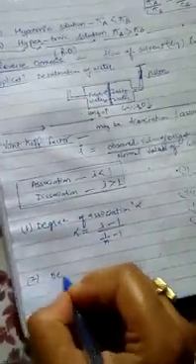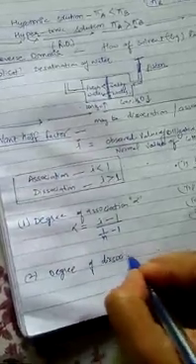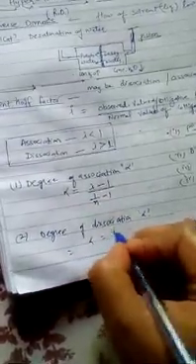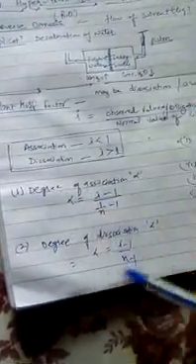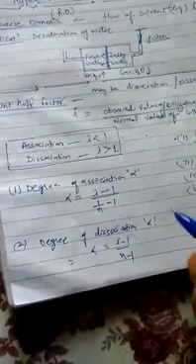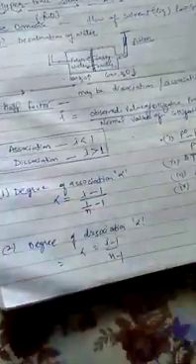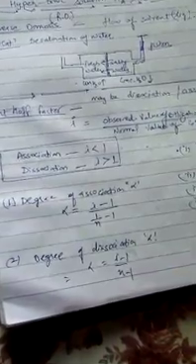Second, if we have to find out the degree of dissociation, it is also denoted by alpha. So its formula will be alpha equals (i minus 1) divided by (n minus 1). So you have to remember that if you have to calculate degree of dissociation or association, then you have to use these formulas. And this was the last topic which we have discussed in this chapter, solution.